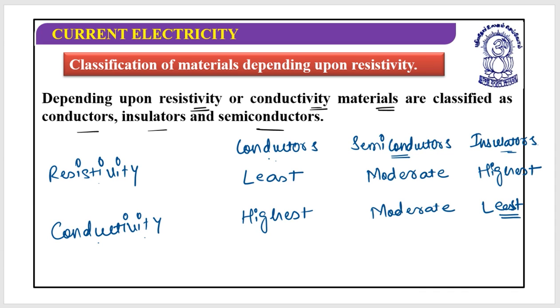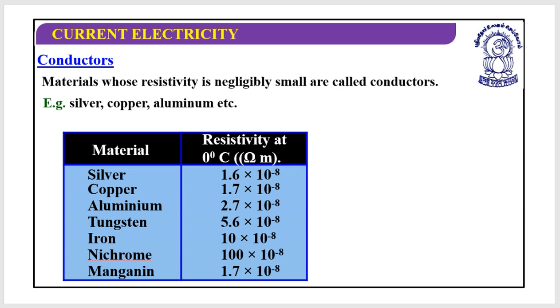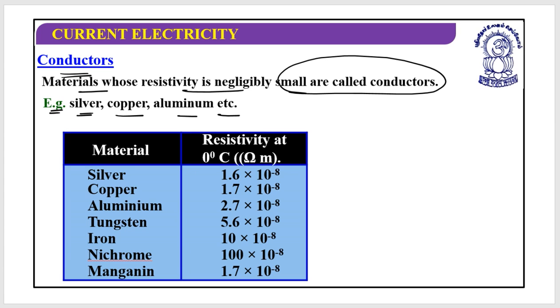You have probably studied this in chemistry as well: conductors, semiconductors and insulators. This is how we can segregate them according to their resistivity and conductivity. Let's see each of them one by one very quickly. Conductors: materials whose resistivity is negligibly small are called conductors. Examples: silver, copper, aluminum. All of these are conductors.